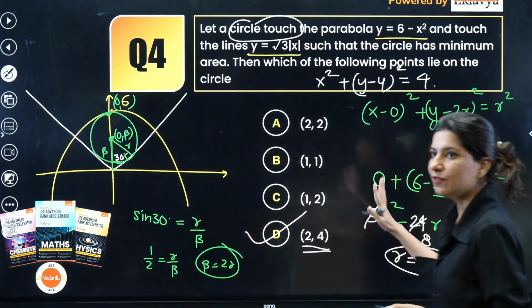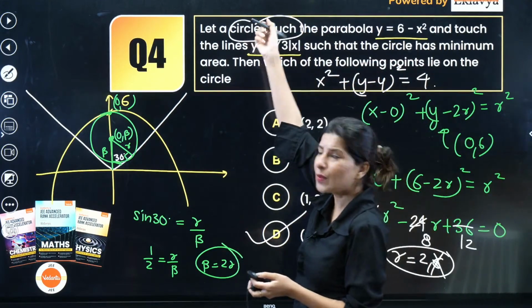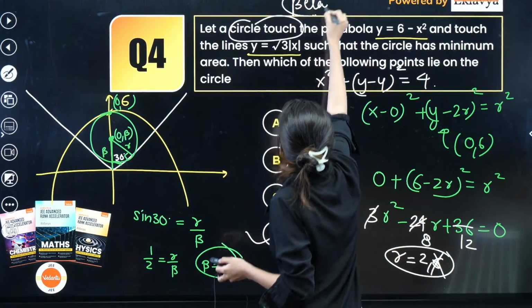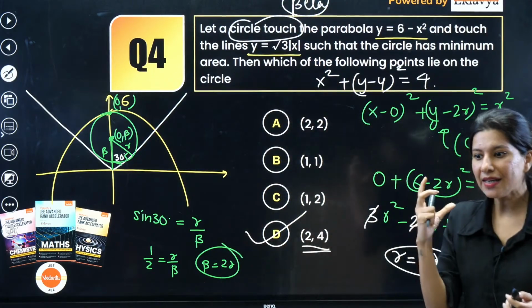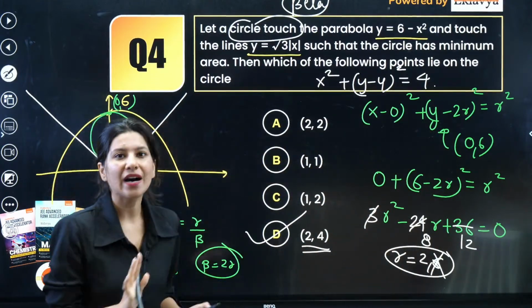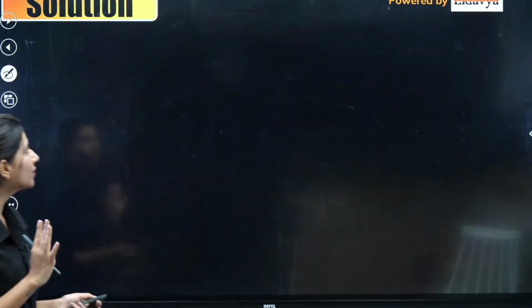Clear? So the fourth question is done nicely. I guess this is an alpha question, but to decode it and execute it will require a lot of clarity. That's why I am marking it as beta, because clarity is required to solve this question.